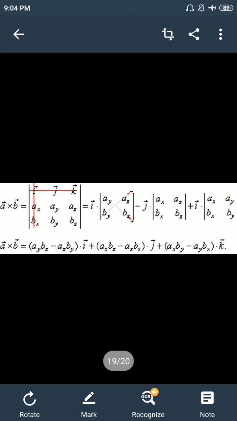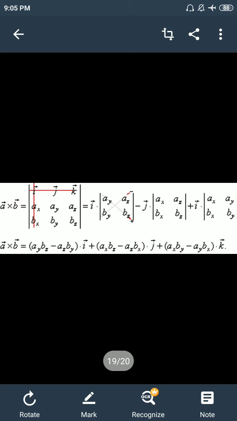So when we break this determinant, first we neglect the first column, first row, where the red color is. So what we have is the unit vector i hat, which is represented with a vector sign because it is an orthogonal vector. So i hat, within the determinant sign, we have ay, az, by, bz. Next, j is with minus, so minus j.